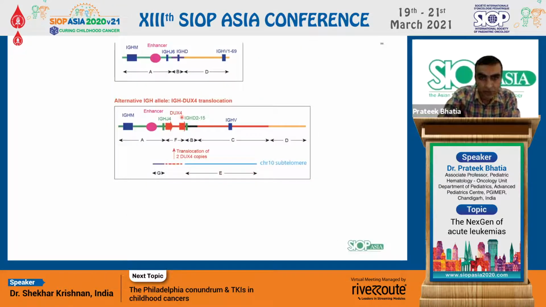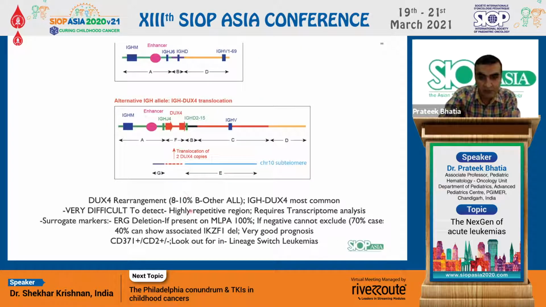For the DUX4 rearrangement, the salient features are that it's seen in 8 to 10% of B-ALL. The most common partner is IGH-DUX4. It's very difficult to detect because it's a highly repetitive region and a small gene, so you require transcriptomic analysis. But as Dr. Prashant suggested, you can go in for flow cytometry, and if CD371 is positive, you're definitely looking at DUX4. Another surrogate marker is ERG deletion. So if you find an ERG deletion on MLPA, you are looking at DUX4, which has good prognosis.